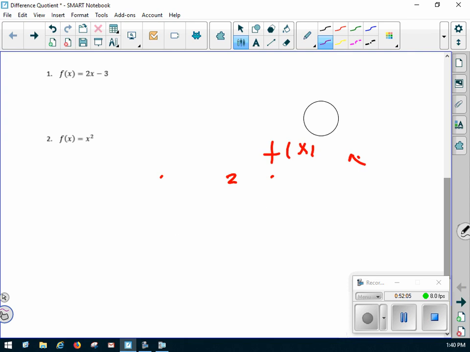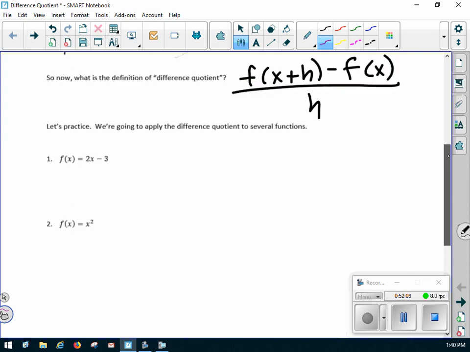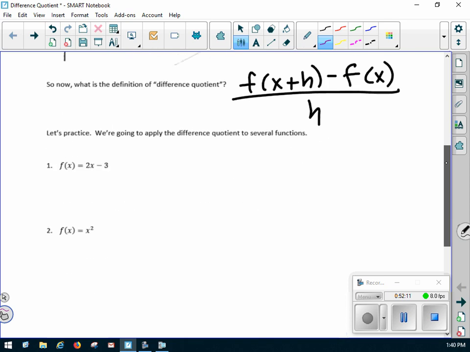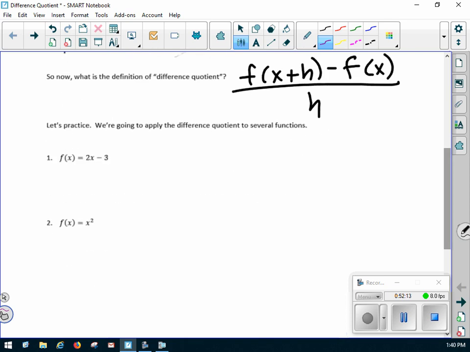Yeah, I missed this part. All right. The definition, the slope of the secant line.